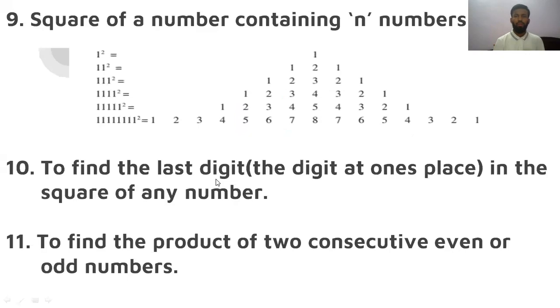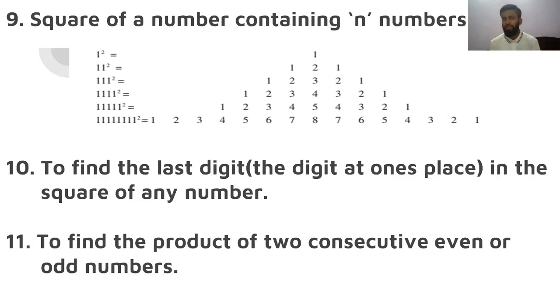Next property, property number 11, right? To find the product of two consecutive even or odd numbers. Now here the square number word is not there; that number could be a perfect square or could not be a perfect square. This is valid, this is universal, valid for every single number. There are only two conditions.